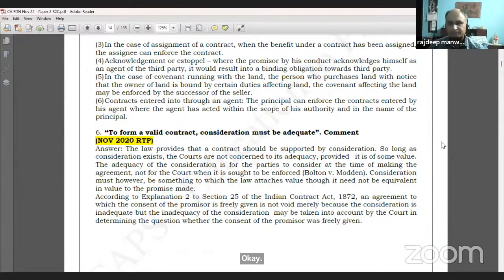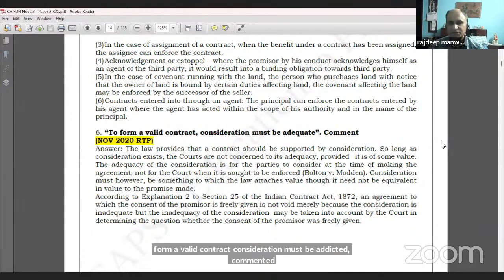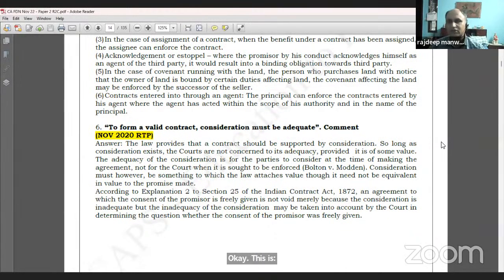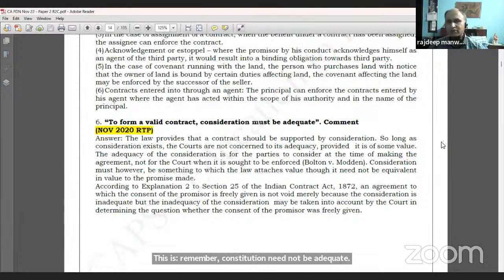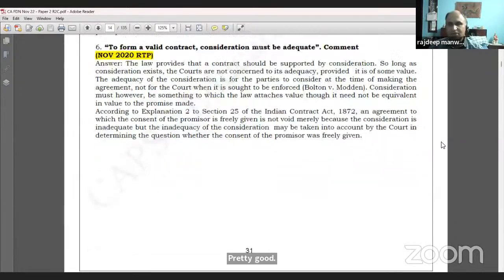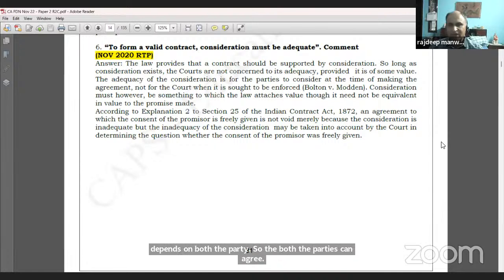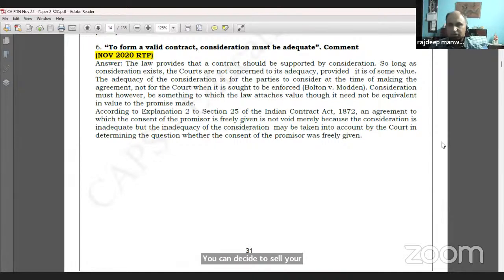To form a valid contract, consideration must be adequate. Comment. Okay, remember, consideration need not be adequate. The court will decide only if there is consideration, but whether it should be adequate is not necessary. That depends on both the parties. You can decide to sell your watch, which is worth 1,000 rupees, for 200 rupees. The court will not decide whether the value of the watch is 1,000 or 200 or 100, as long as there's consideration.